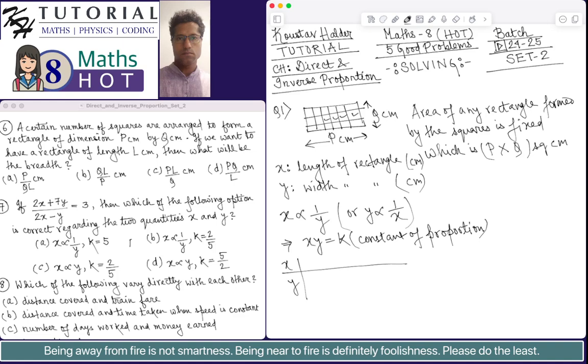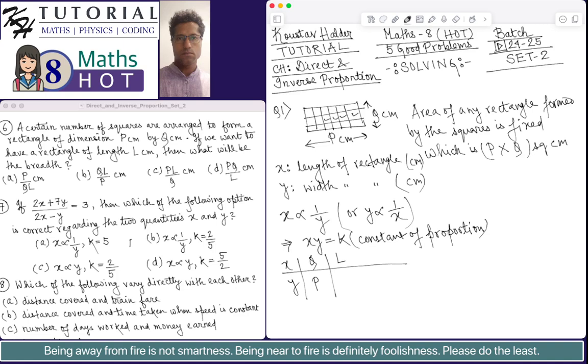It is already given that the squares, whatever number of squares is available, can form a rectangle of length p centimeter and width q centimeter. So we can have the data q and p, that is the corresponding values of x and y. Now it is asking if we want to have a rectangle of length L centimeter, what will be the breadth?